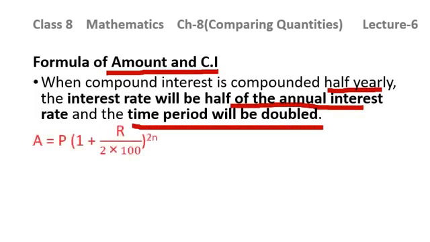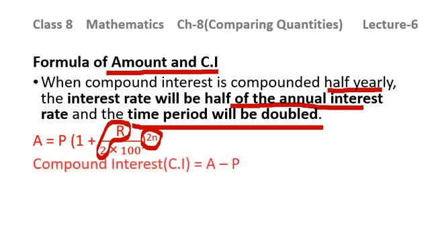So in the formula, we have divided our rate of interest by 2, because we have understood the concept of half yearly. How many conversion periods are there? 2. So rate will be divided by 2 and time will be multiplied by 2. Here you can write 2t also or 2n also. So what will be the formula of compound interest? It will be amount minus principal. We will be taking this amount minus principal, whatsoever it is given to us in the question.